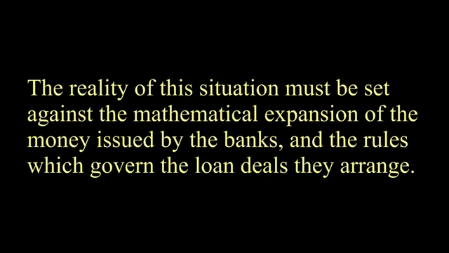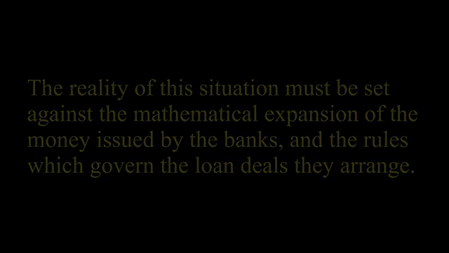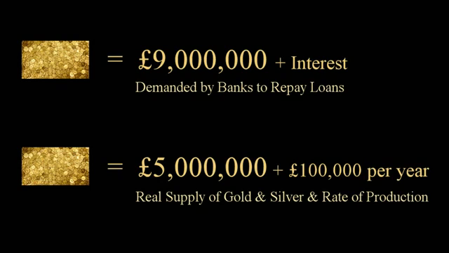The reality of this situation must be set against the mathematical expansion of the money as issued by the banks, and the rules which govern the loan deals they arrange. Now, in general, most loans are such that they require repayment over the course of several years. However, when one considers carefully the scenario as detailed, bearing in mind that the banks will want repayment of the £9 million as loaned out with paper money in the form of actual gold or silver and with interest on top, it should be obvious that there is simply not enough in existence as manufactured and within the real economy to successfully allow people to pay off their debts.